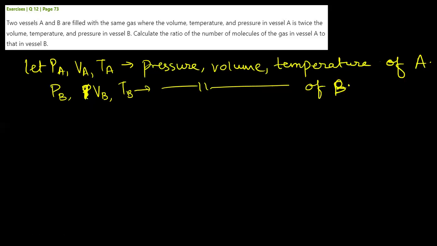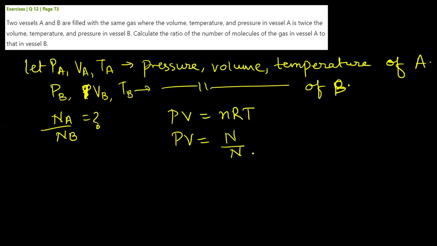We need to calculate the ratio of number of molecules of the gas in vessel A to vessel B. Number of molecules means NA upon NB. We are supposed to compare. Now we know that the ideal gas equation, PV equal to nRT, and I can write PV equal to, in terms of number of molecules, N upon Na, that is Avogadro number, into RT. We have learned this, that the PV equal to nRT can be replaced by PV equal to N upon Na RT.